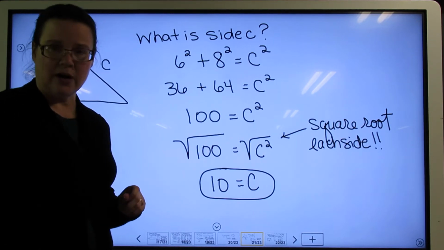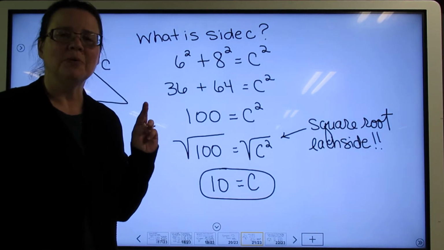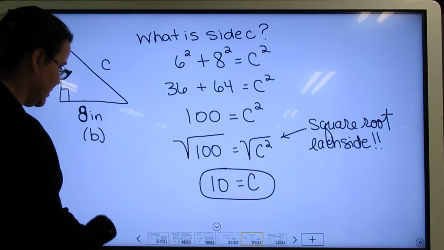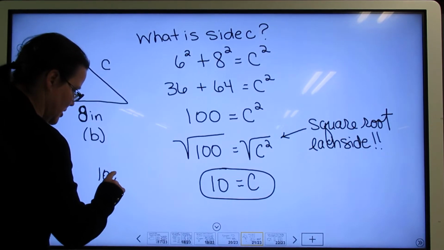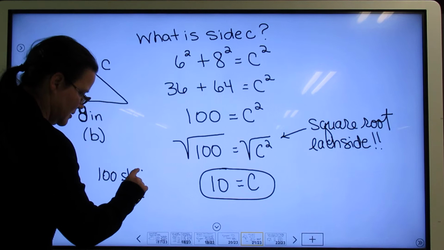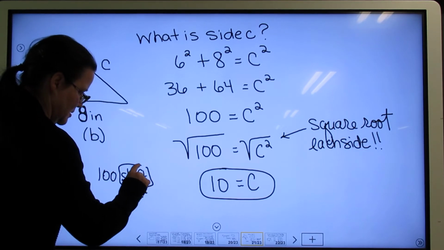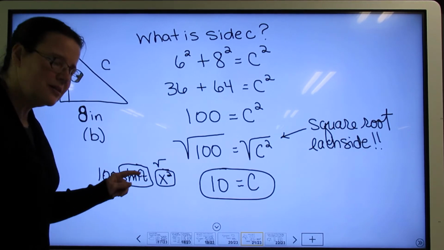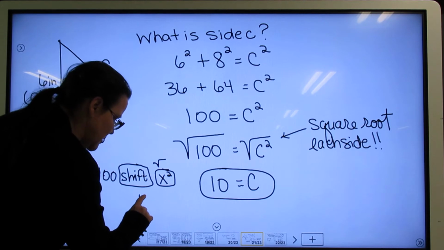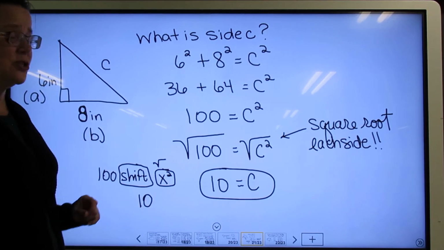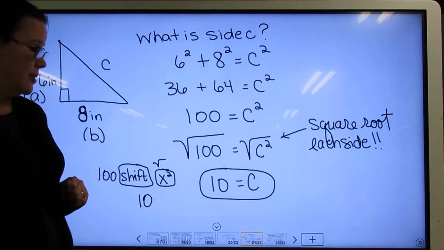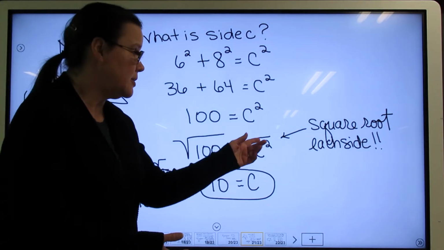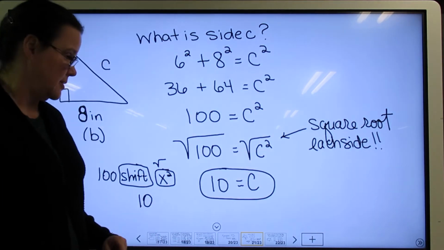What is the perfect square of 100? What one number multiplied twice gives you 100? And you would say 10. In your calculator, you would do 100, and then you would hit the shift key, and then you would hit the x squared key, because right above it is a little square root, and then it's going to give you 10. That's how you're going to find the square root of a problem on the calculator. And then square rooting the C squared just means it's C. Because C times C equals C squared, so C equals 10.